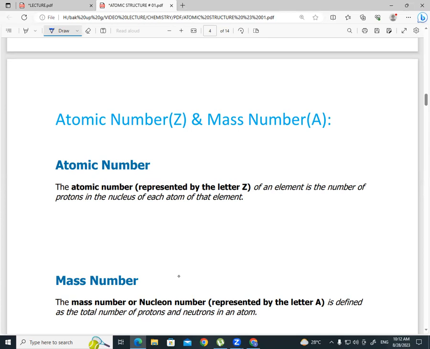So atomic number is fixed for each and every element in the periodic table, and this is the criterion on behalf of which all the elements are arranged in the periodic table.